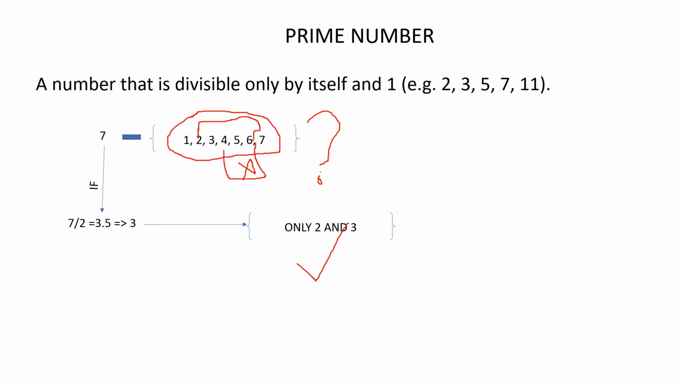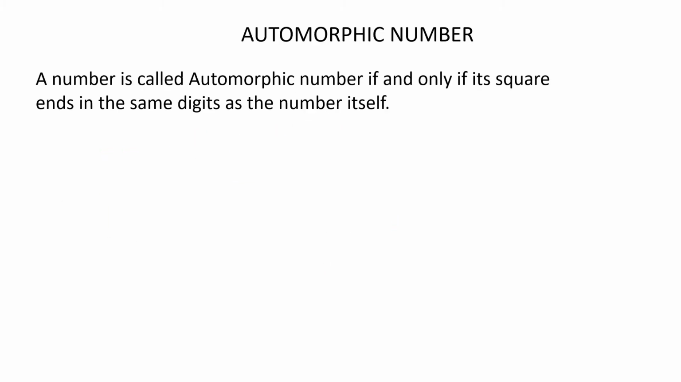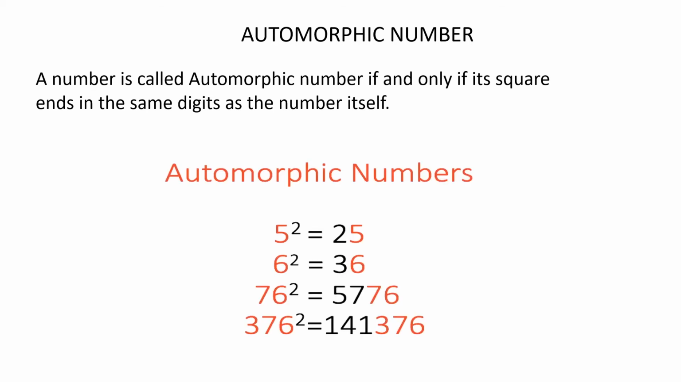Last topic before we jump to coding is the automorphic number. So, what is an automorphic number? Any number which is contained in the last digits of its square is qualified enough to be called an automorphic number. For example, the square of 5 is 25. The last digit of 25 has 5 in it, therefore 5 is an automorphic number.